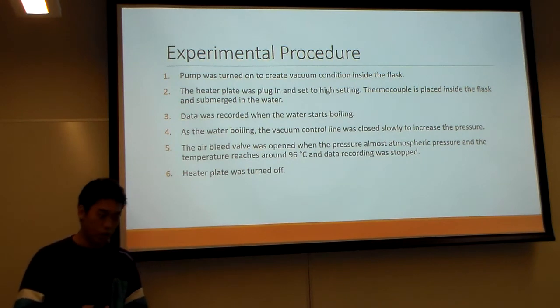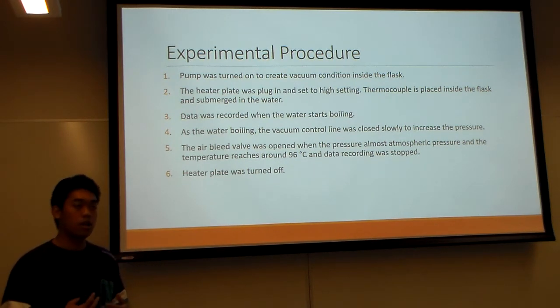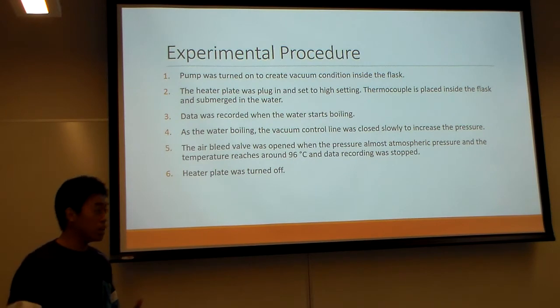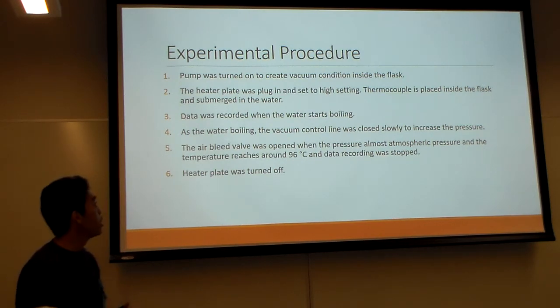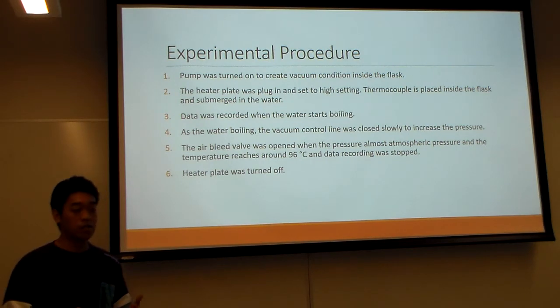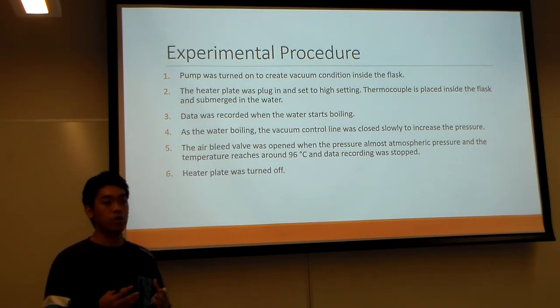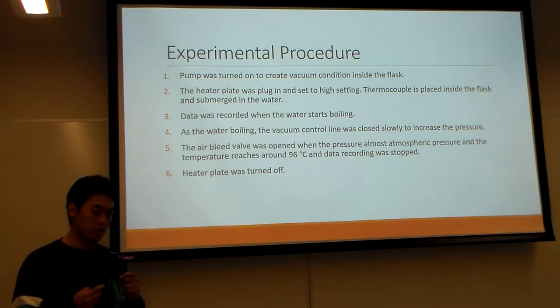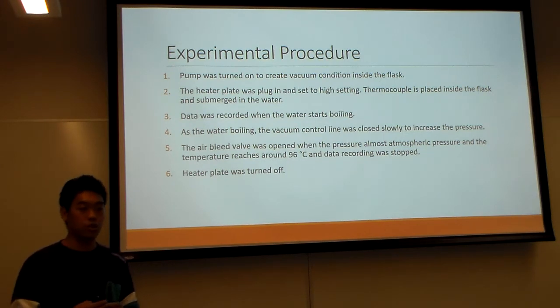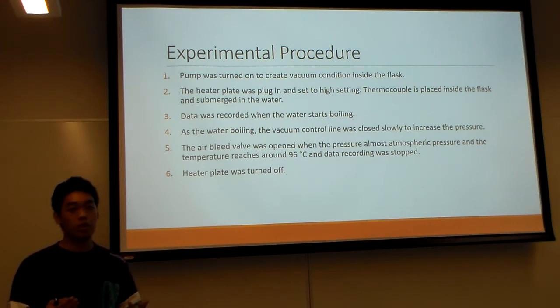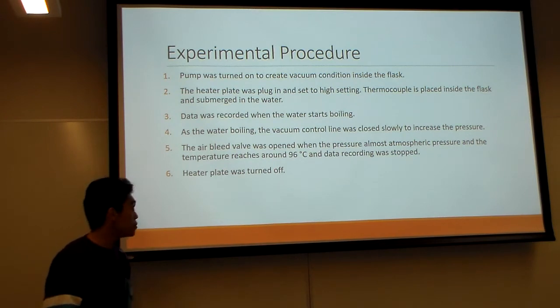So the procedure that we did last time: once the apparatus was set, the pump was turned on to create a vacuum condition inside the flask, and then the heater plate was plugged in and set to the high setting. The thermocouple is placed inside the flask, making sure that it is submerged inside the water and does not touch the glass beads or the wall of the flask, because it would measure a different temperature instead of the water's.